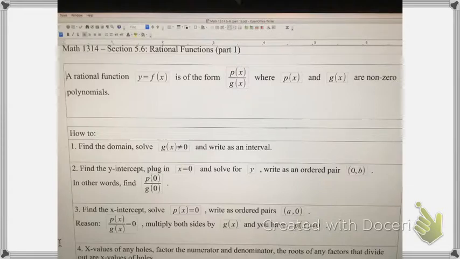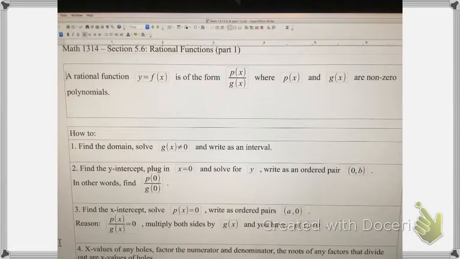If we're looking for the y-intercept of a rational function, we're going to plug in x equals 0, provided that x equals 0 is valid in the domain, and then solve for the y. Then we write it as an ordered pair 0 comma b, whatever the result is of evaluating the rational function at 0. In other words, that's p of 0 over g of 0. You're just plugging in 0 for all the x's.